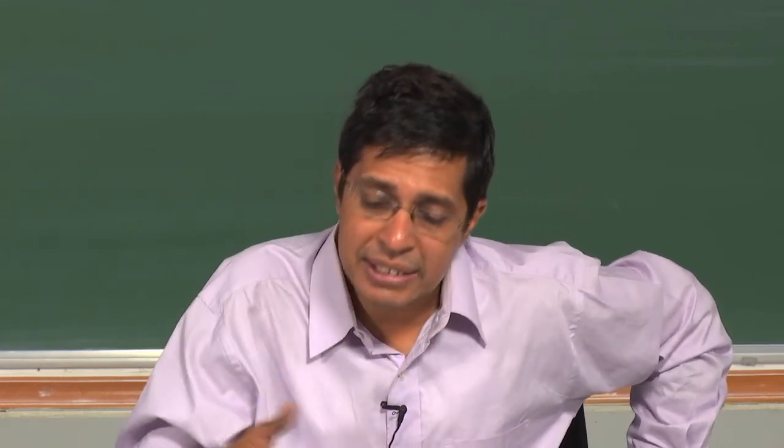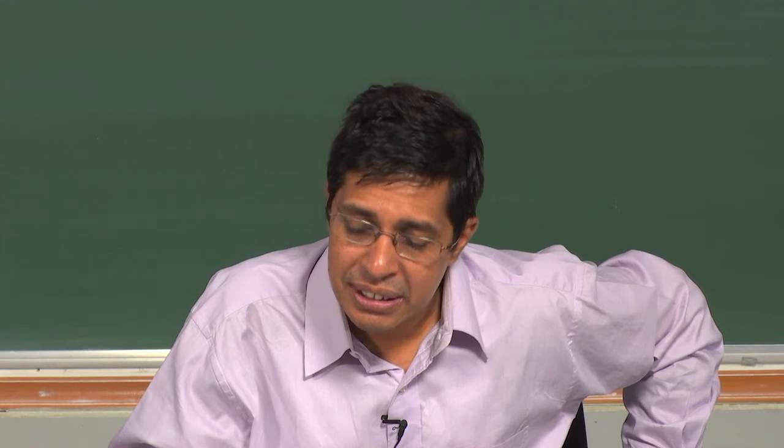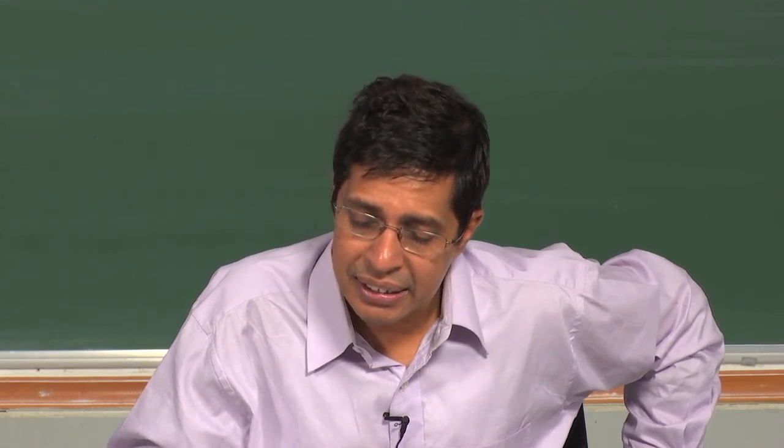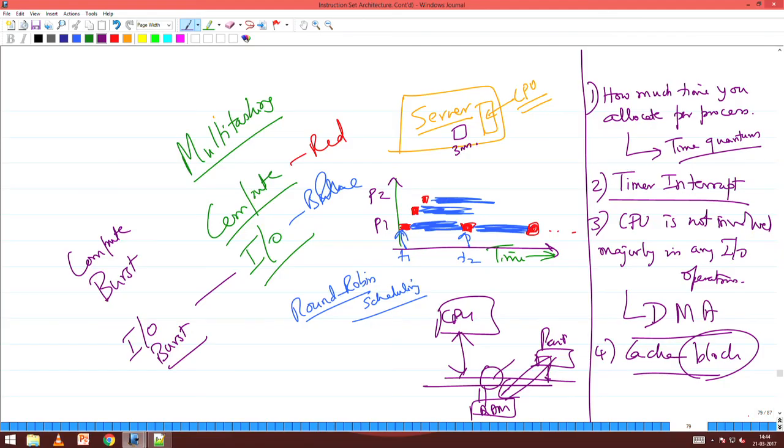So that fellow takes care of pushing in another process, and the CPU is not involved majorly in any IO operation, it is all done through DMA. And the last thing is that I need a block cache. If I do not have a block cache, the entire thing would be a failure. With these 4 points, we can install round robin. So installing round robin scheduling in an environment involves these types of discussion.